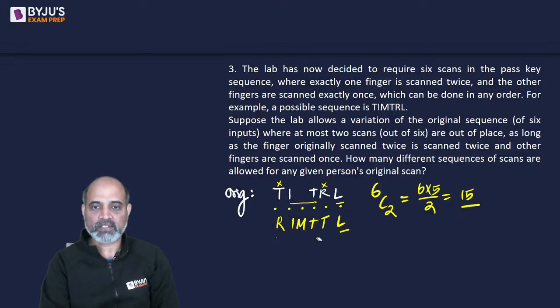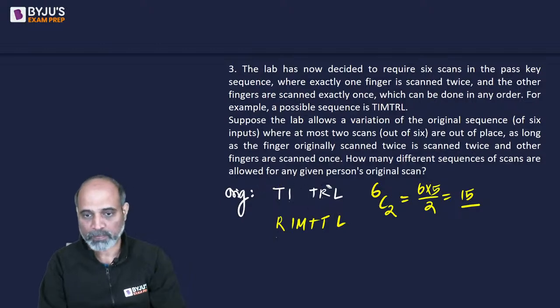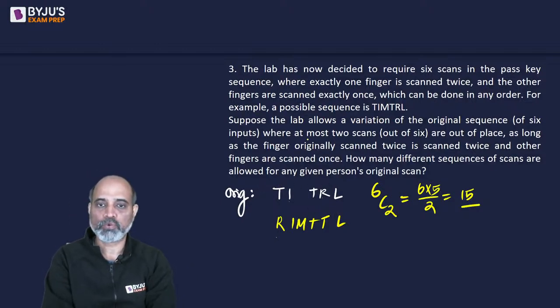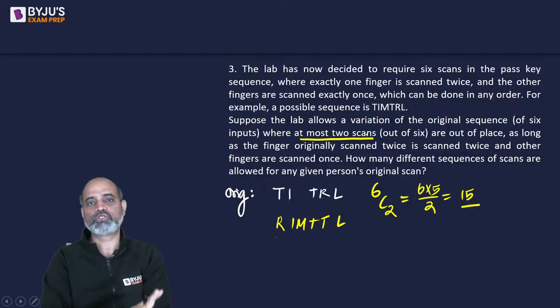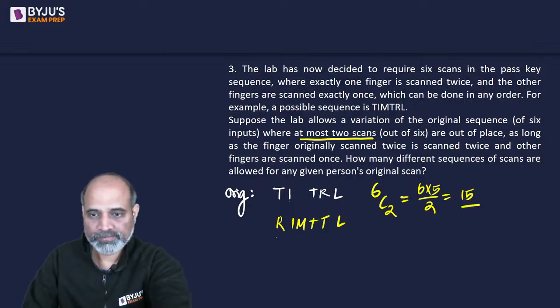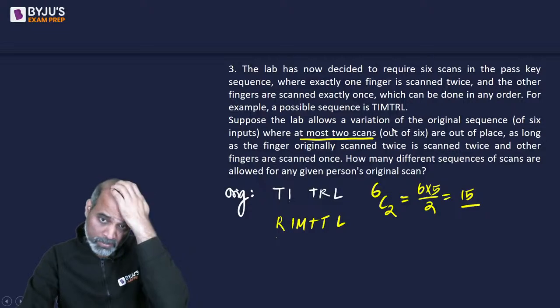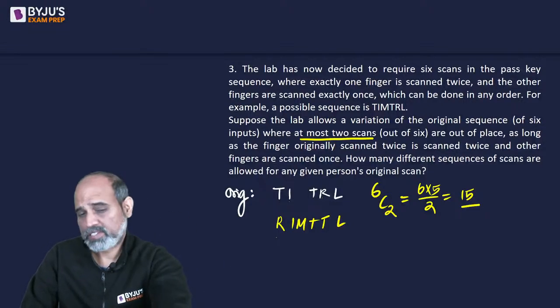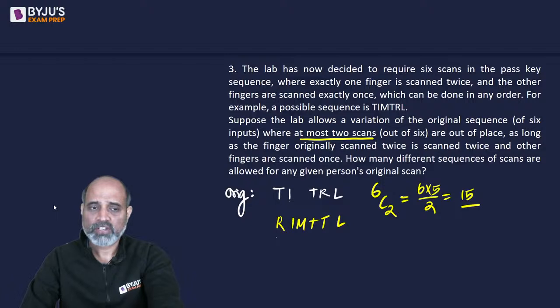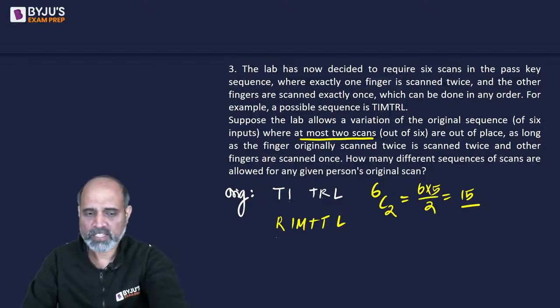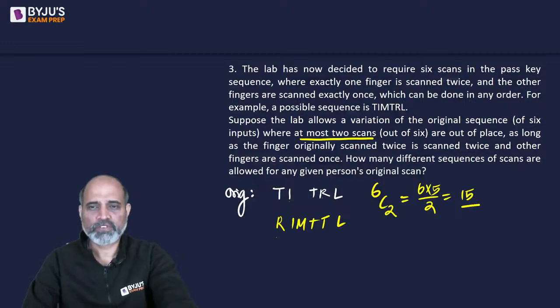Now we can't change the position of more than 2 letters because it says at most 2 should be out of place, right? Okay. Now, do we have this when T and T will interchange? Will this result in something new or will it result in something which is known?